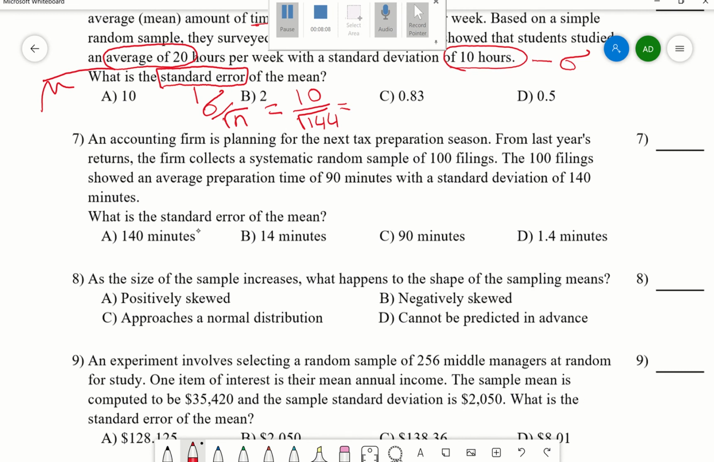And same thing goes here. What is the standard error of the mean? Again, sigma over square root of n. 140 is the standard deviation. Sample size is 100. So 14. Okay.